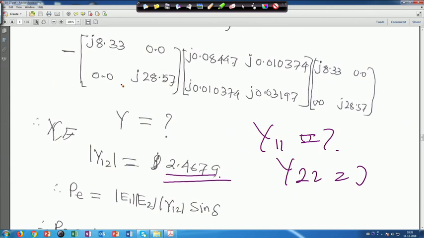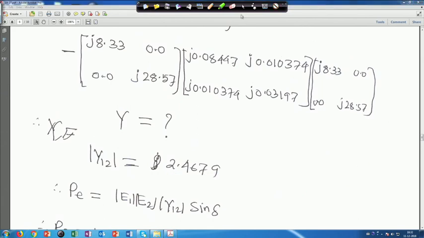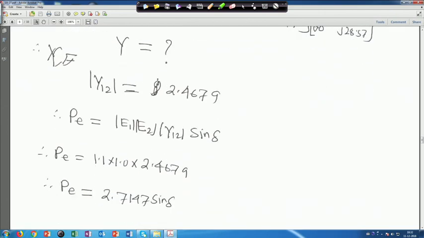And in this case, P will be E1 E2 Y 1 2 sin delta. This Y 1 2 only, when you compute, you will get Y 1 2 as 2.4679, right. So, that means my P will be E 1 is 1.1, E 2 is 1, and 2. One thing I have missed here, it is into sin delta, right, and P is equal to 2.71 power transfer from 1 to 2, 2.7147 sin delta, right.